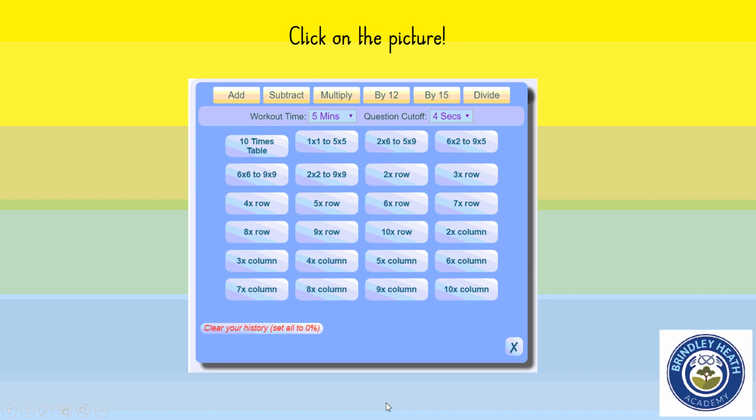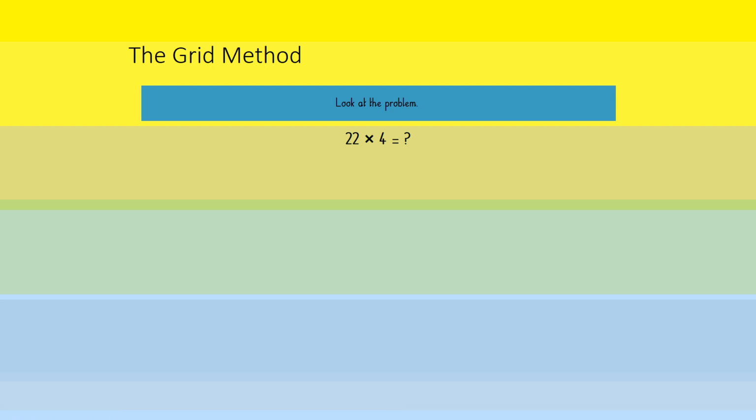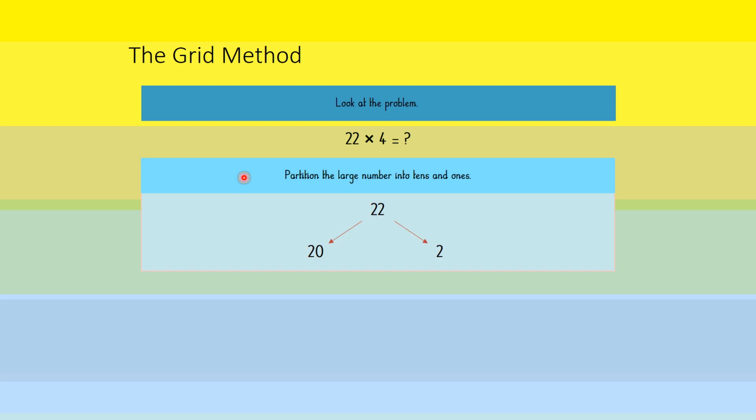Okay, let's go back to our work for today. We're thinking about the grid method. We have got here a multiplication question: 22 times 4 equals what? We're going to be doing some written calculations today. The first thing you need to do is partition the biggest number into the tens and the ones. From looking at 22 we know that we've got the tens here, 2 tens, and the ones here, 2 ones. And we're multiplying it by 4.